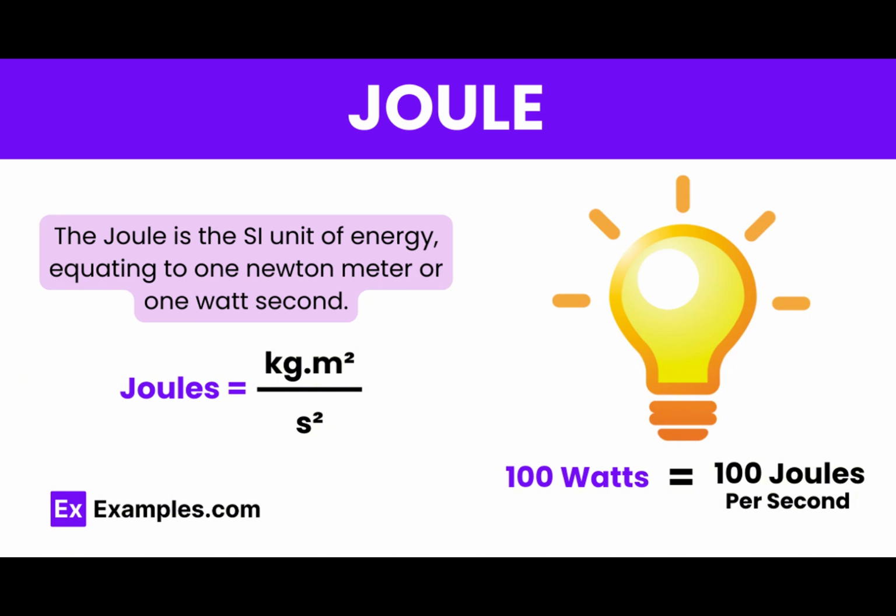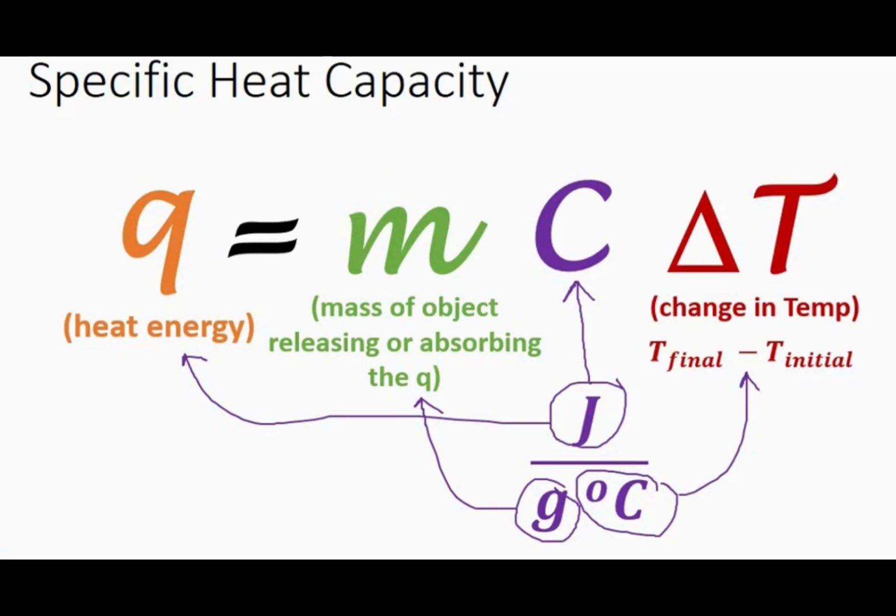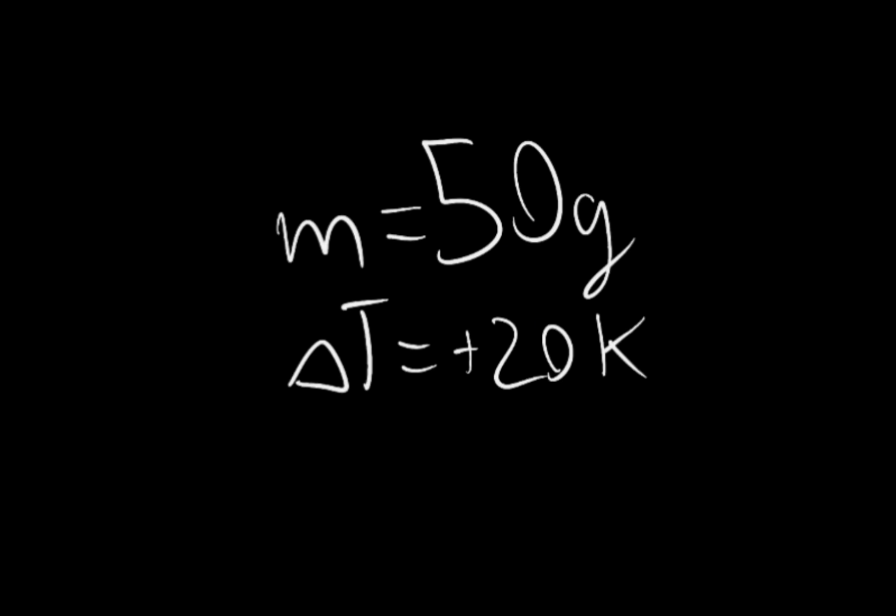We use joules as our unit of energy. An equation such as Q equals mc delta T describes the amount of thermal work done in a system with a specific heat capacity, change in temperature, and mass. For example, using Q equals mc delta T, if we have 50 grams of water increased by a temperature of 20 degrees Kelvin, then what is the amount of energy that the water gained?